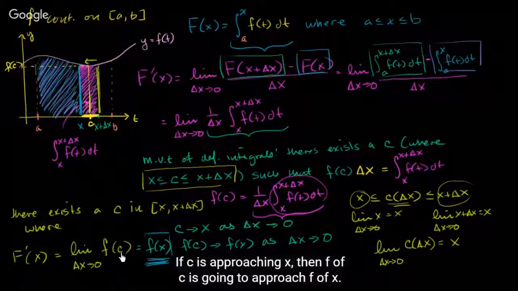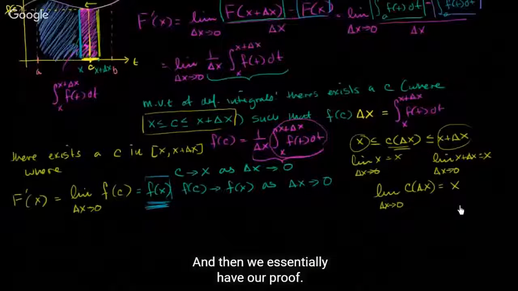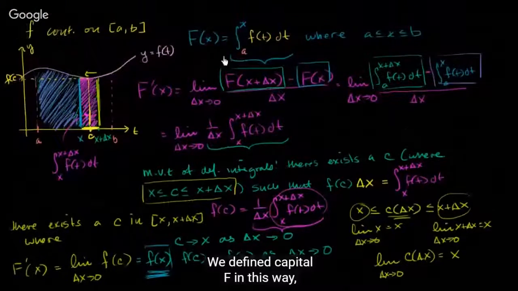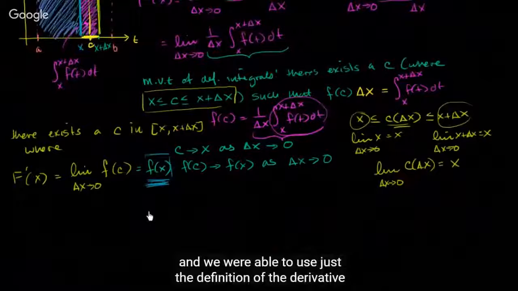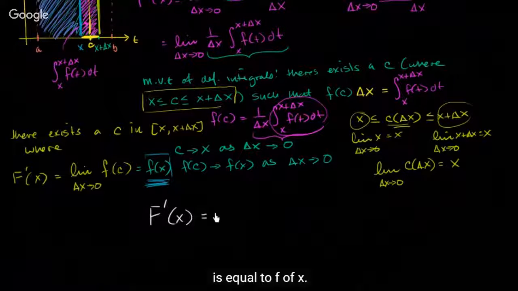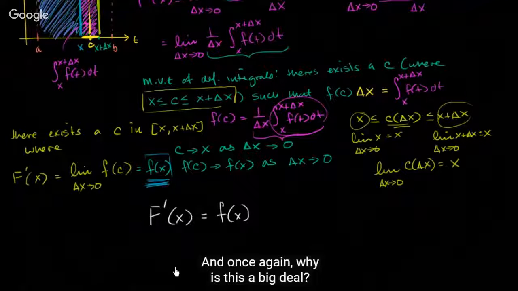If c is approaching x, then f of c is going to approach f of x. And then we essentially have our proof. F is a continuous function. We defined capital F in this way, and we were able to use just the definition of the derivative to figure out that the derivative of capital F of x is equal to f of x. And once again, why is this a big deal?